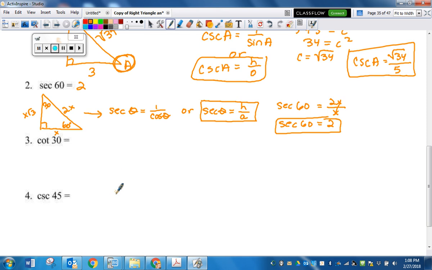Okay, I could do the same thing here. Cotangent, I can draw a picture of that. And I'll make this my 30-degree angle. And I know 30, 60, 90, this is x radical 3, and this is 2x. It's cotangent, so what do I know?